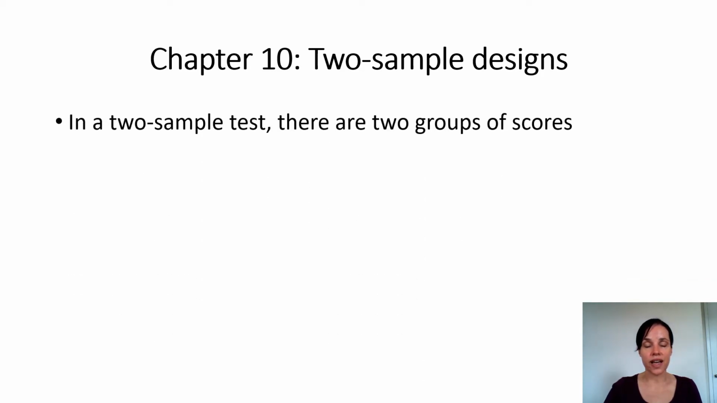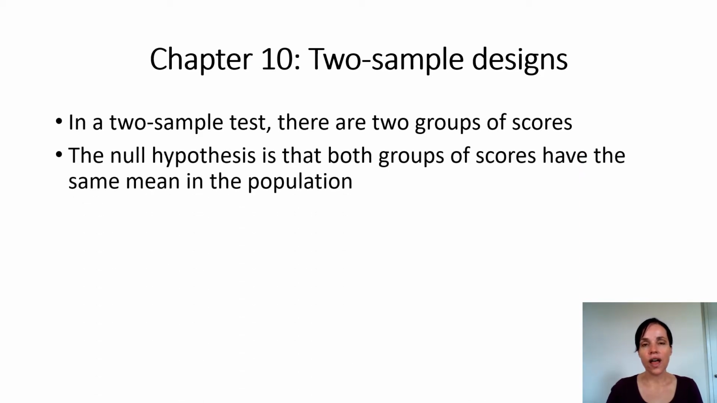So in a two sample test, there are two different groups of scores. The null hypothesis is that both groups have the same mean in the population. So here in Chapter 10, for each problem, there are going to be two groups of scores, and the null hypothesis will always be that the mean in the two groups is the same.